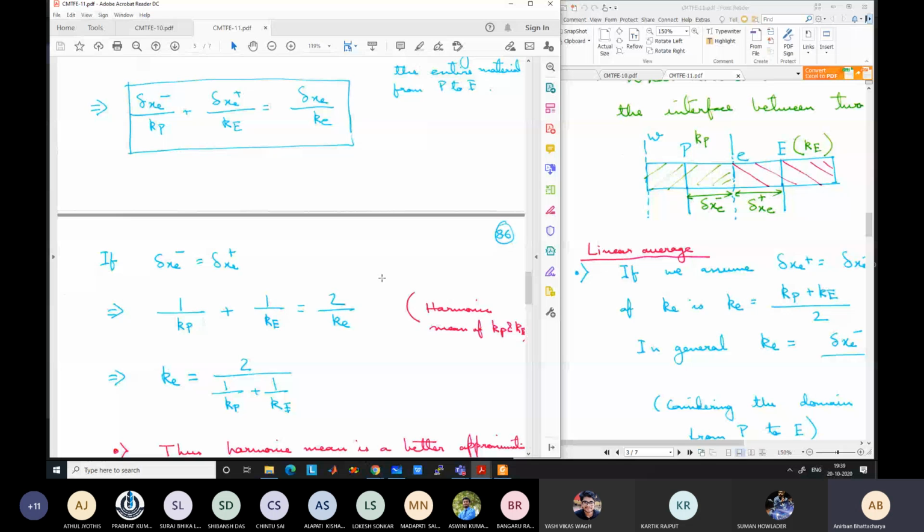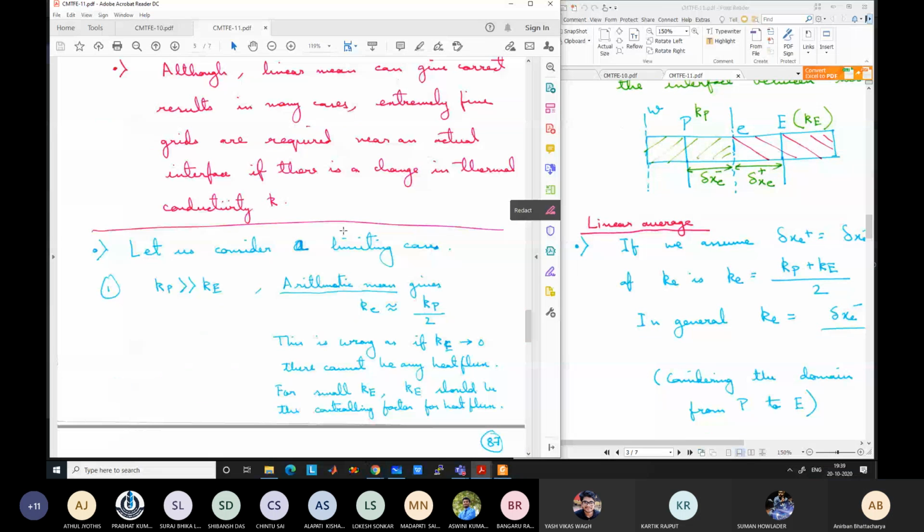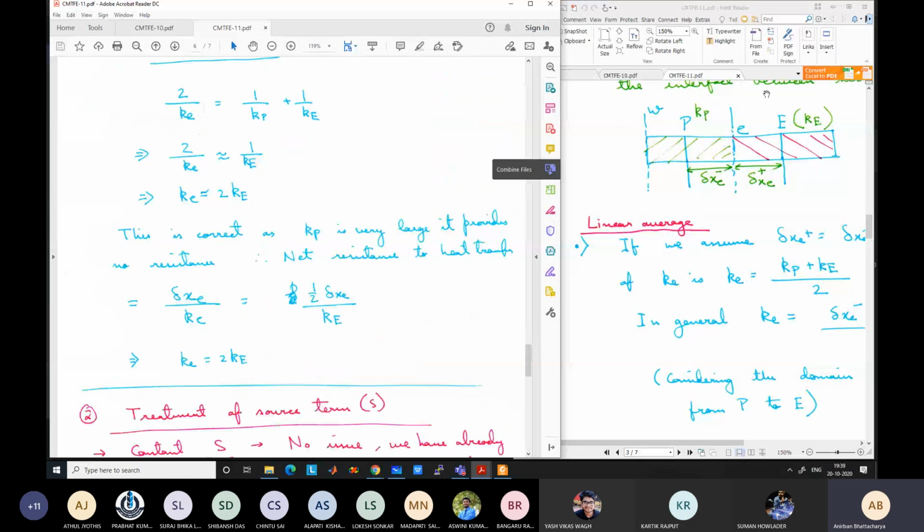So if we just consider the heat flux here, the thermal resistance here is half delta xc. If we consider that delta xc minus is equal to delta xc plus, this is equal to half delta xc, so half delta xc by k capital E is the resistance here. The overall resistance in terms of the interface conductivity is delta xc by k small e. So from these two you can see that k small e is equal to 2k capital E. So harmonic mean gives us the correct solution in this case also.